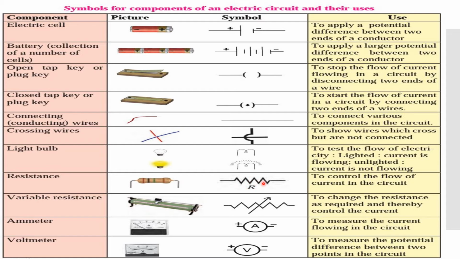This is the zigzag line across the electric wire. Then variable resistance is denoted with this arrowhead. Ammeter, capital A, you have to draw in the circle and you have to show its positive and negative terminals. Voltmeter, that is V, and positive and negative terminals of it. Now these are the symbols. Ammeter is connected in the circuit in series, while voltmeter is connected in circuit in parallel combination.